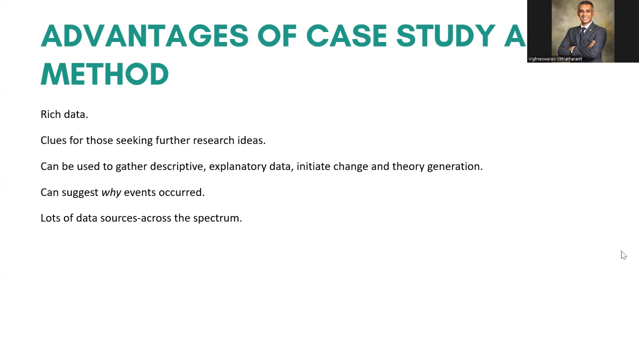Number five, understanding why events happen. A case study can also explain why events occur by providing contextual insights and identifying causal relationships. For example, a case study on a business might reveal underlying issues such as poor management or market conditions at that particular time.